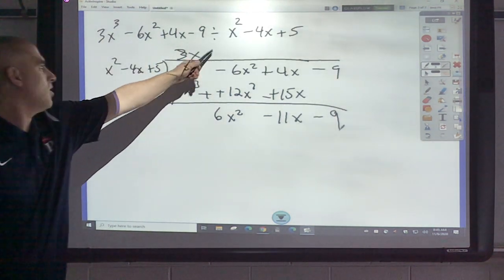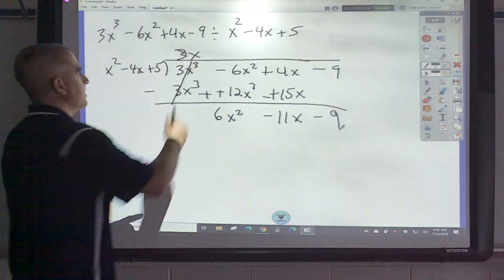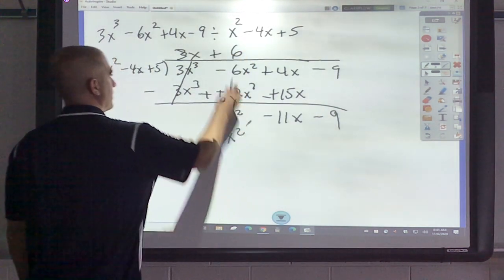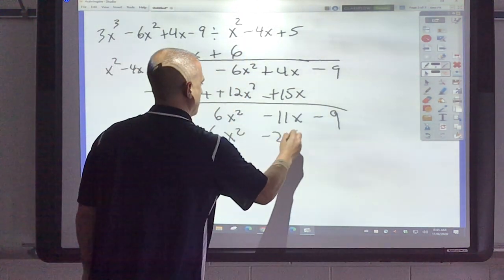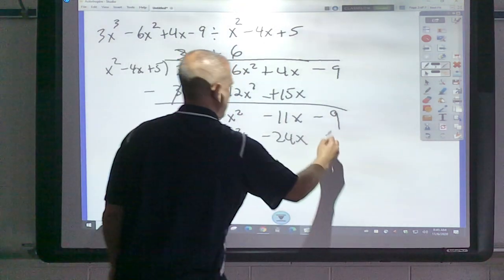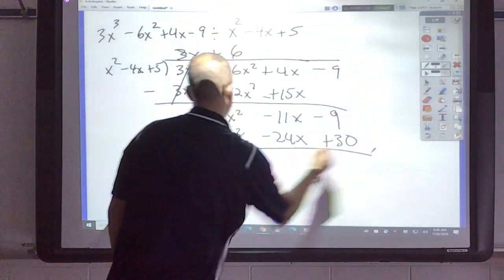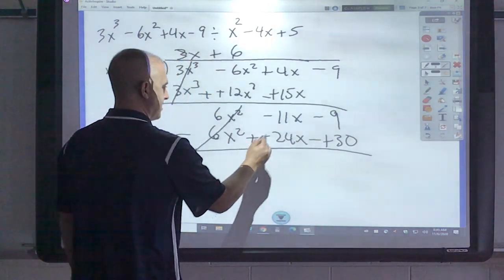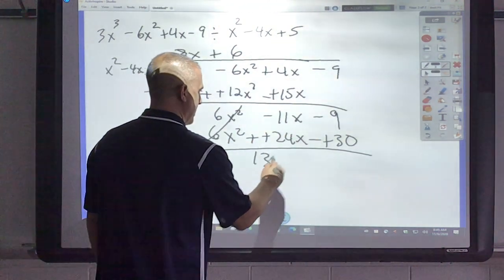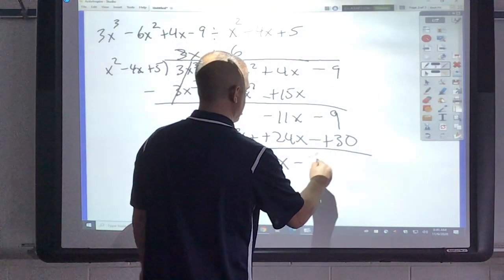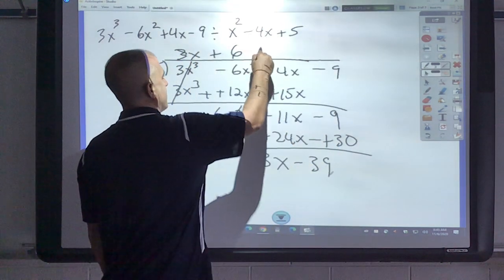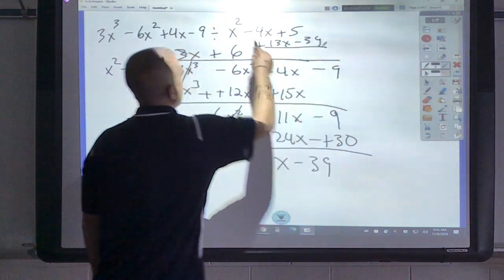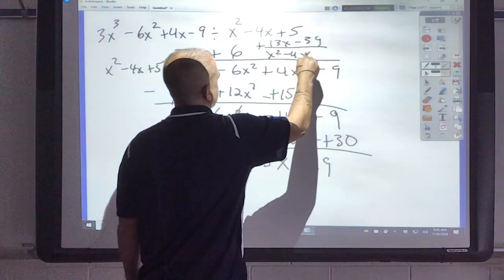Then what times x squared would give me 6x squared? Pretty simple, that's going to be 6. 6 times that would give me negative 24. 6 times that would give me 30. Minus, minus, minus. This goes away. That's a double negative, that turns into a plus, so that'd be 13x. 9 minus that would be negative 39. So this is my remainder. 13x minus 39 all over x squared minus 4x plus 5.